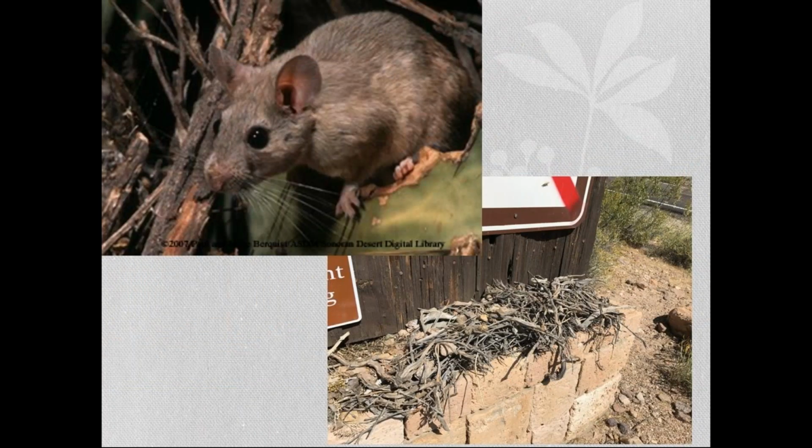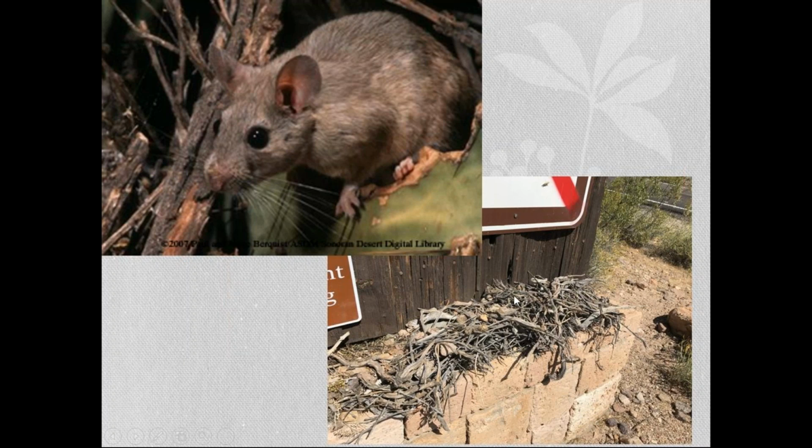This is your desert wood rat, also in the family Miridae. They're larger. They've got these big round ears. They don't necessarily dig down in the ground. Their burrow entrances are not holes in the ground. Their burrows are very messy piles of debris. Here is that one picture.